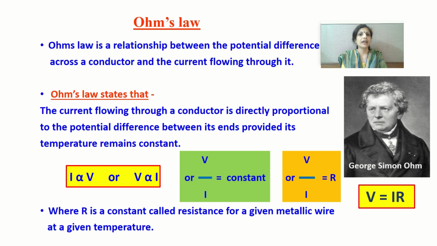From this, I get the formula V is equal to IR, and this is the most famous Ohm's law. So henceforth, the moment I say Ohm's law, the formula which should come to your mind is V is equal to IR. In this formula, R is the constant of proportionality, and it is called resistance for a given metallic wire at a given temperature.